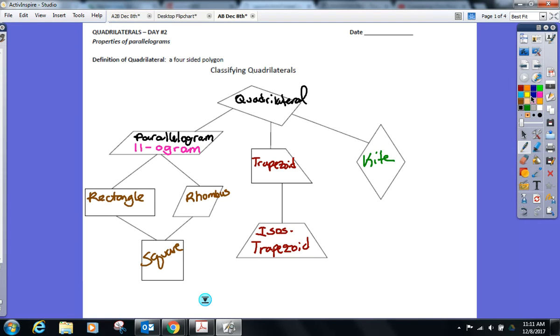Five properties you're going to be responsible for. You guys already know one property from the family tree, and that is what? Opposite sides are parallel. There we go. Opposite sides are parallel.